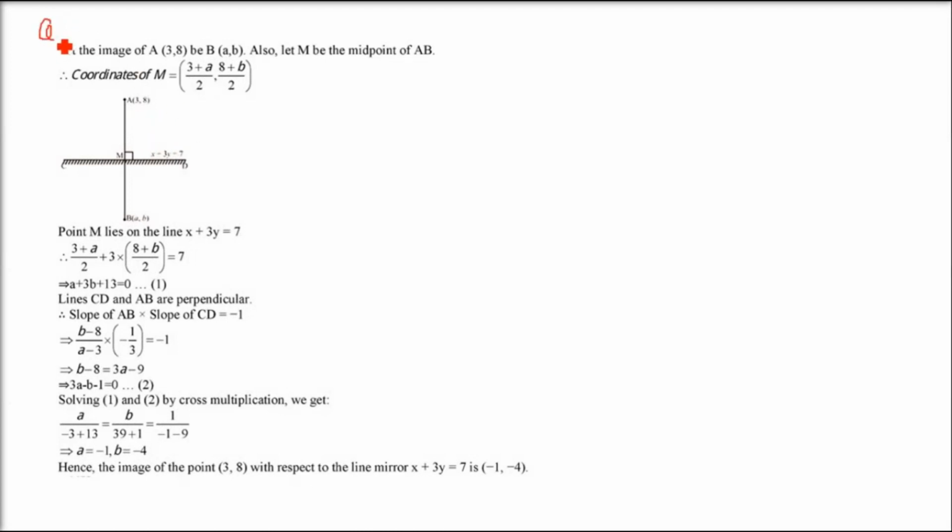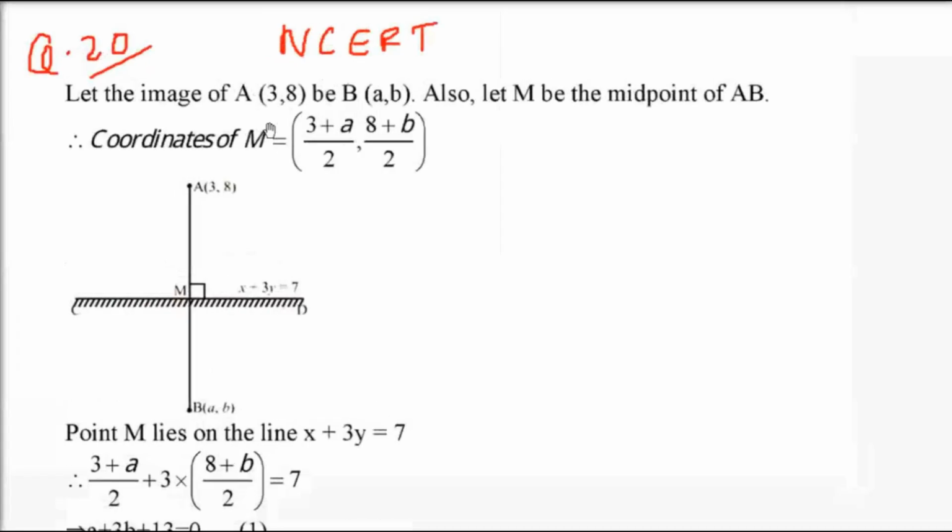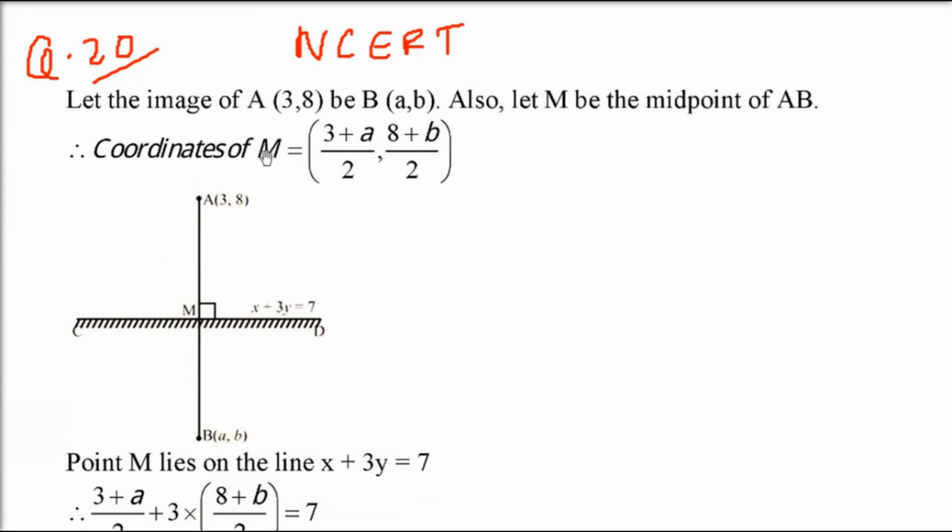This is question number 20. This question is an NCERT question, and we have already done this type of question. So what is shown here? Find the image of the point (3, 8) with respect to the line x plus 3y equals 7, assuming the line to be a plane mirror.